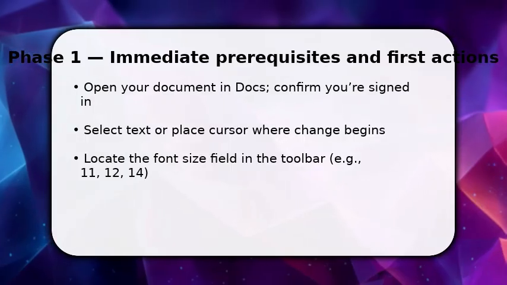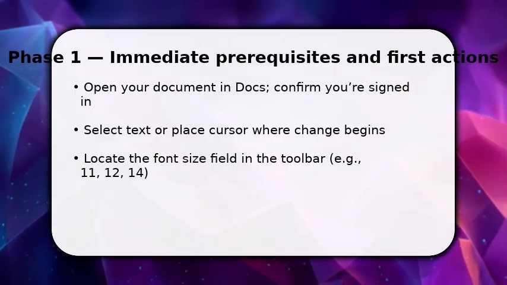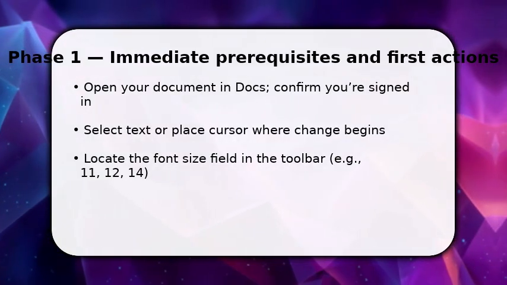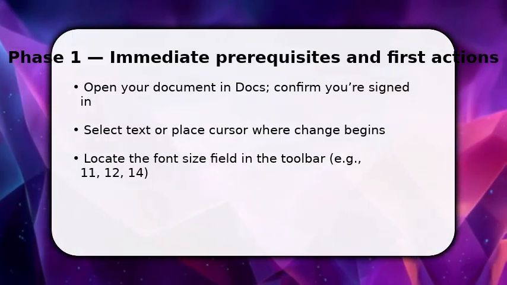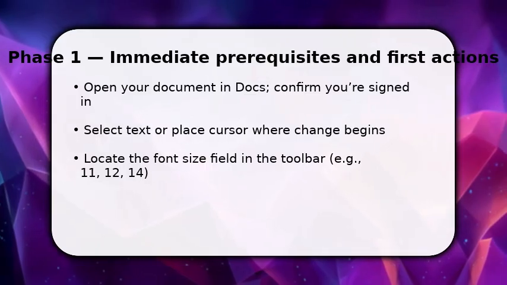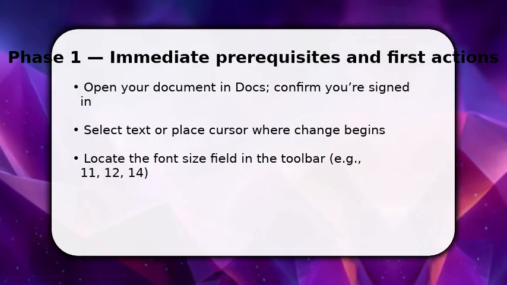You start by opening your document and selecting the text you want to change. This avoids accidental global edits. Once done, look at the toolbar at the top and find the font size box, usually a number like 11 or 12. Click that number to reveal a menu of common sizes, or type a custom value if needed.